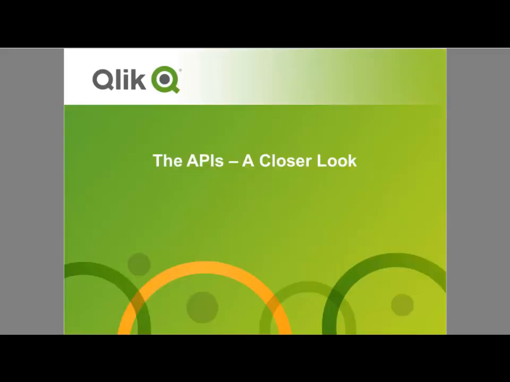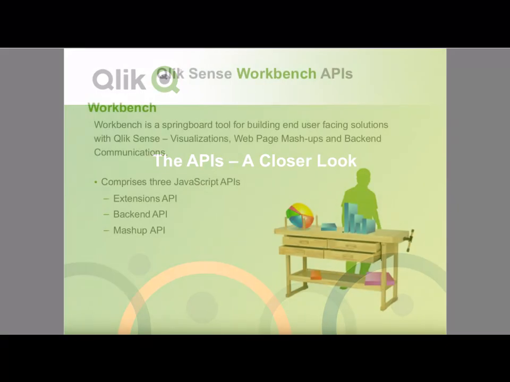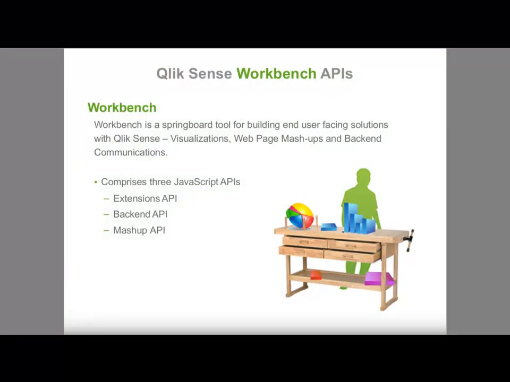Let's take a look at each one of the APIs in turn. I'll start with Workbench. The Workbench API really is a springboard tool for building end-user-facing solutions with Qlik Sense. Whether you're building visualization, you're trying to do mashups with web pages, or you're just trying to do back-end communications, Workbench gives you a springboard for developing those. It comprises three major JavaScript APIs. There's the Extensions API, the back-end, and the Mashup API.